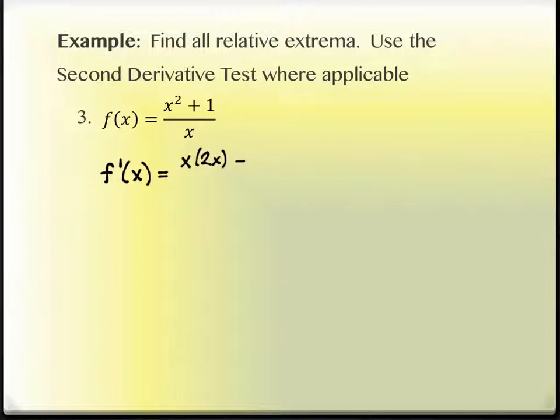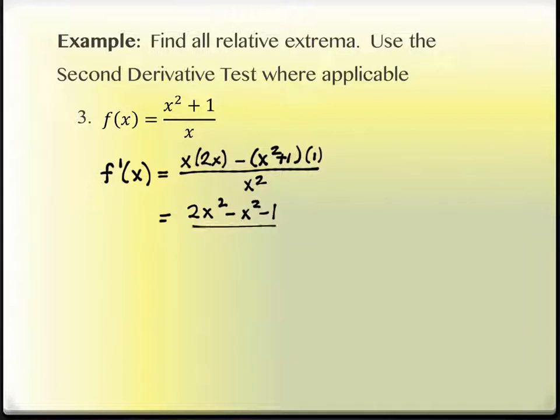And then we switch it. So the numerator, x squared plus 1. And what's the derivative of the denominator? 1. And all of this is written over x squared, right? The denominator squared. All right, so we're going to clean up what we have. I have 2x squared minus x squared minus 1 over x squared, which is what?